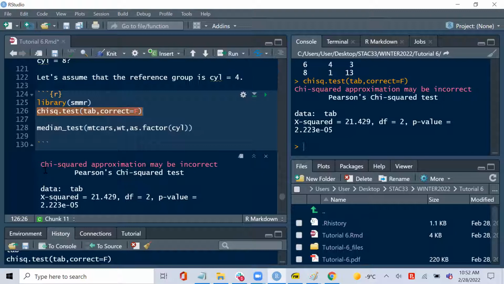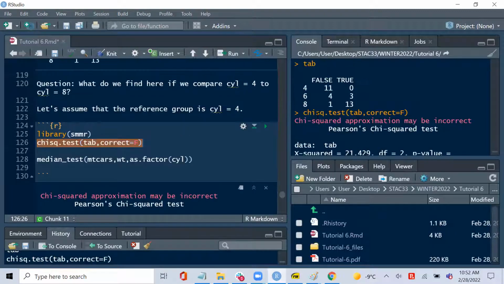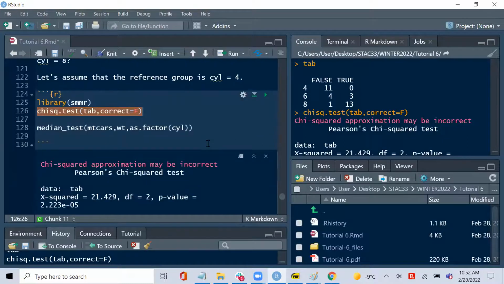You can see that. Does anyone know why it says chi-squared approximation may be incorrect? There's a reason for this. Does anyone know what the problem is with this? There's a reason why it's saying this. Does anyone know why it says this? There's an assumption about the chi-square test. It's not actually being held in this table.